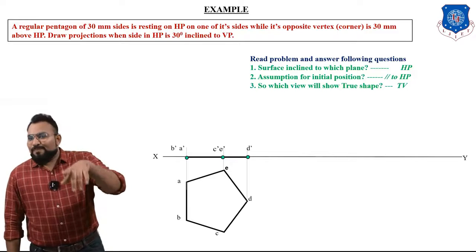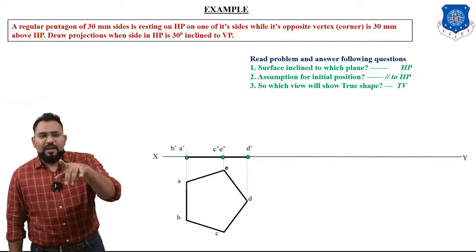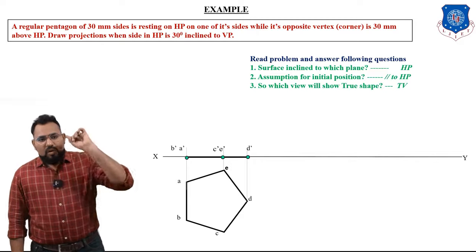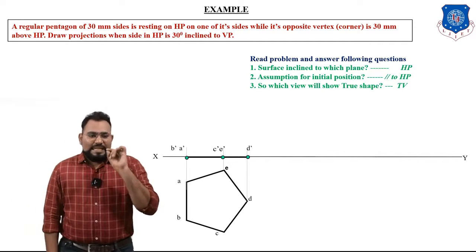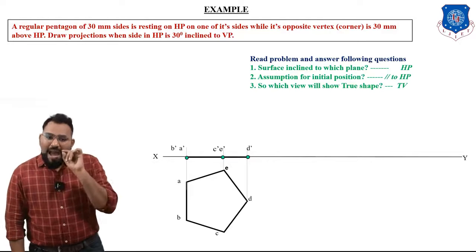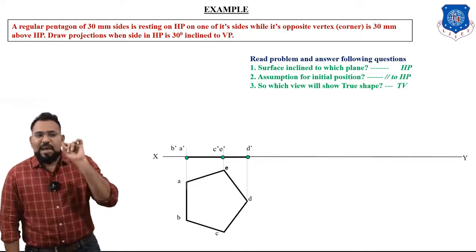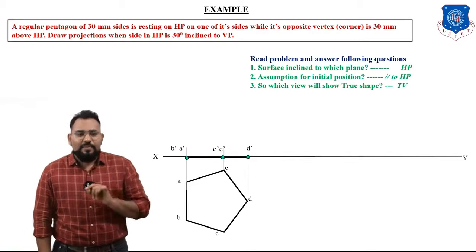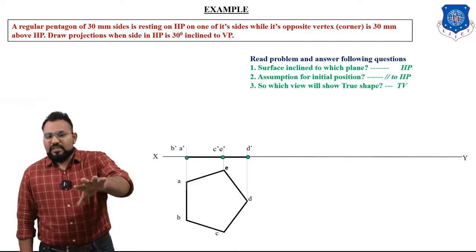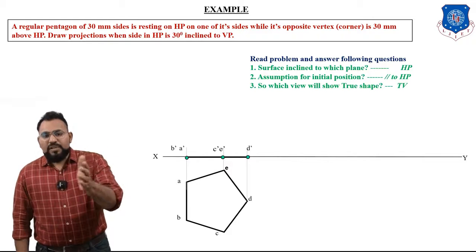Again, we are going to read the first statement of this example to understand that condition. A regular pentagon of 30 mm side is resting on HP on one of its side while its opposite vertex is 30 mm above HP. So now you can tell me which vertex it is. So you can see the first stage. See the opposite vertex to the side.